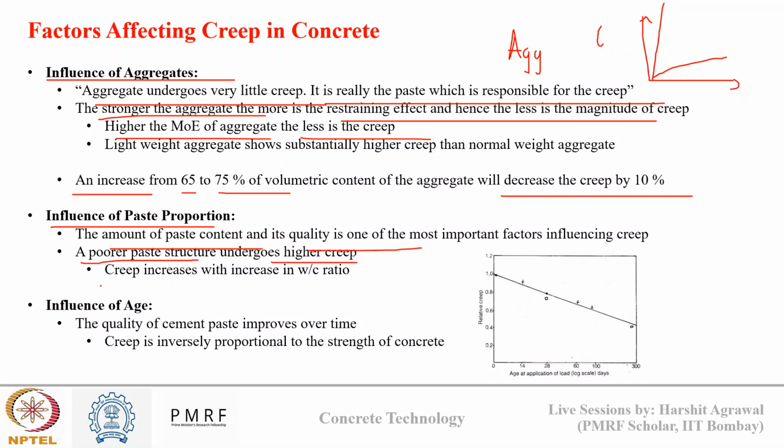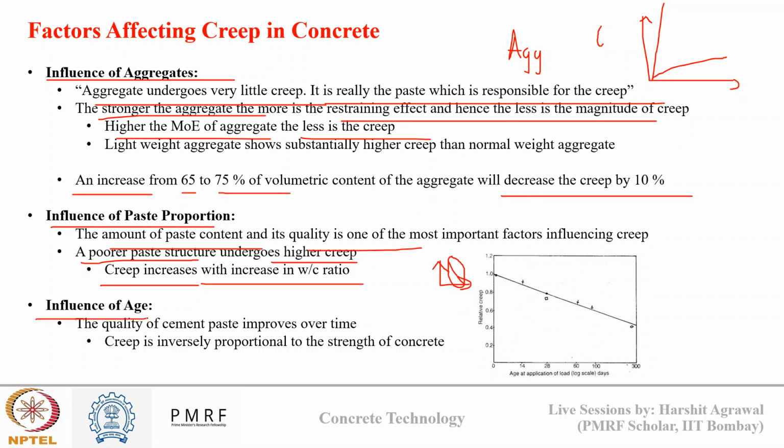Okay, that's why we say creep increases if we increase the W by C ratio, because as we increase the W by C ratio, the amount of paste inside the concrete increases, so there is a chance for more creep inside concrete because there is more moisture available that can be lost under deformation.